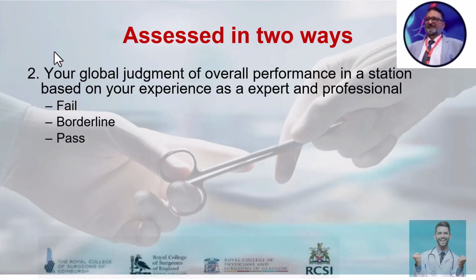There are two ways you're being assessed in any station. Number one, the global judgment or the overall performance, which is one of three. You either pass or you fail or you're borderline. And we always, as examiners, try to decrease the borderline. So you either pass or fail. When do you have a candidate that fails? If you really have done a fatal mistake. Simple mistake, sometimes you don't fail, but a fatal mistake.